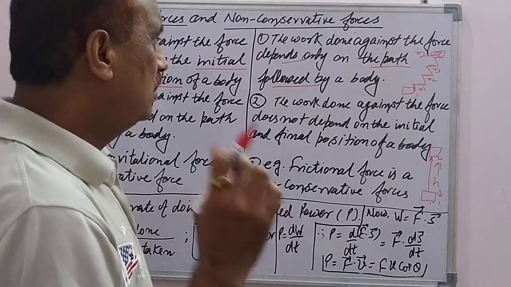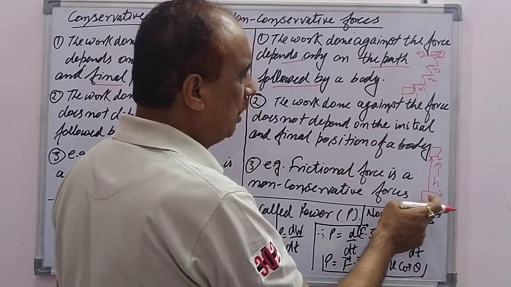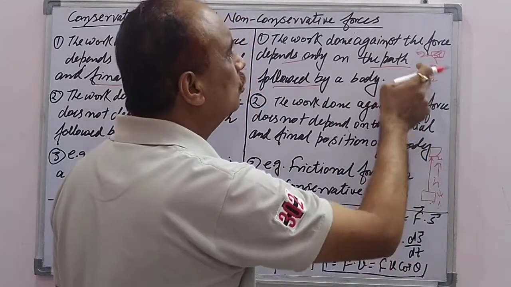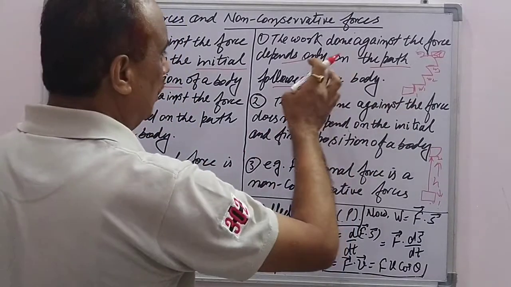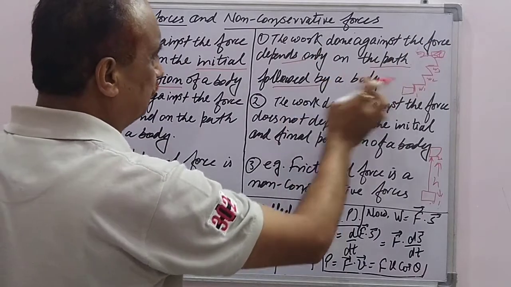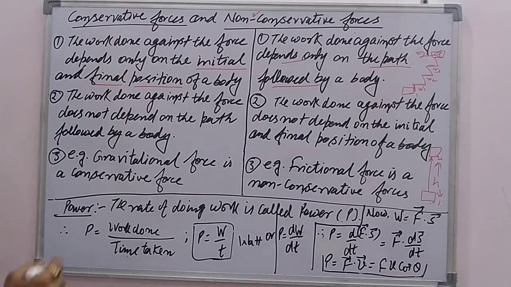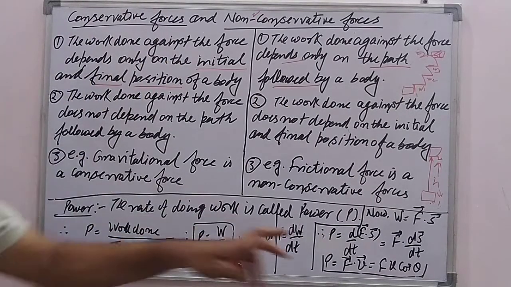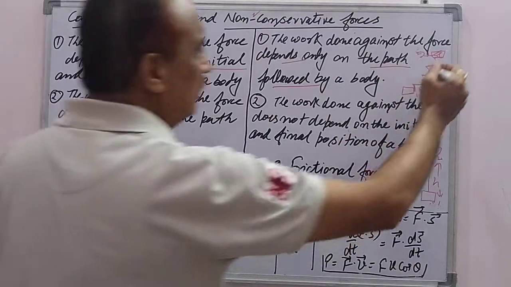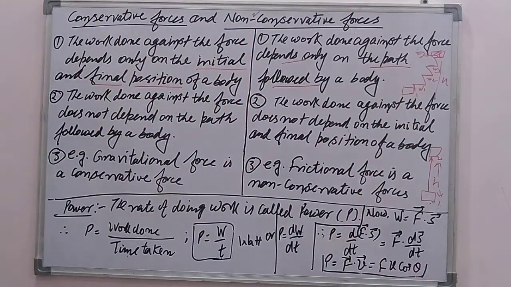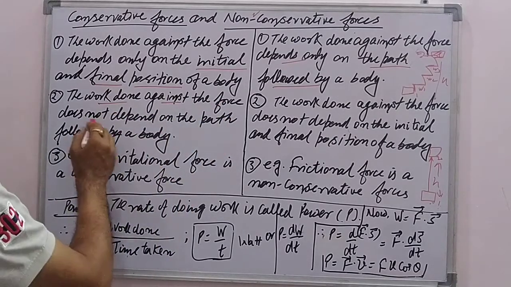Work done against the force by the body depends on the path followed by the body. Here is the direct path from point 1 to point 2. Here is the path through the staircases. So there are two types of paths here. If the work done against the force depends on the path followed by the body, that is known as non-conservative forces. But if the work done against the force depends only on the initial and the final position of the body, say the height is the same, equal to h, then that is known as conservative force.